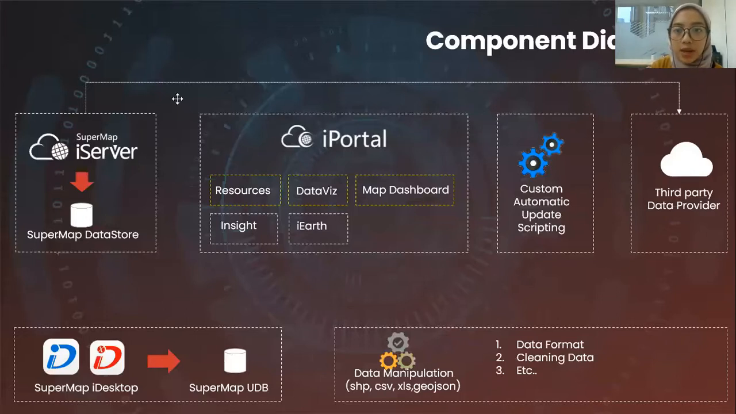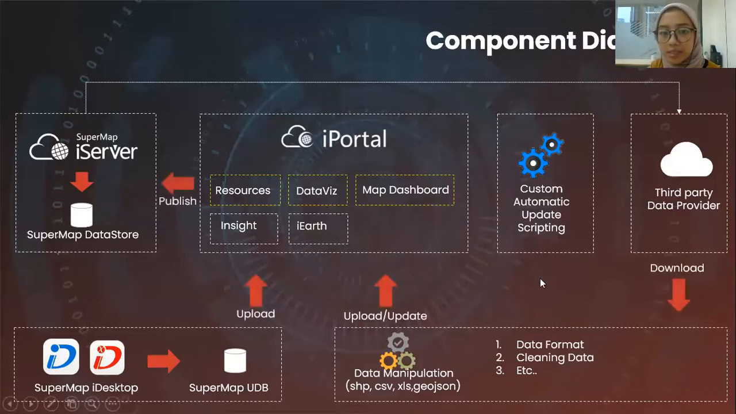Okay, then for making a portal using SuperMap software, you will need these products: iServer, iPortal, and iDesktop. Actually, iDesktop is optional because you can directly import your spatial data to iPortal, and the server will automatically publish it once you upload the data. But if you want to do the data preparation first, you can use iDesktop. So now let's discuss each of these things.